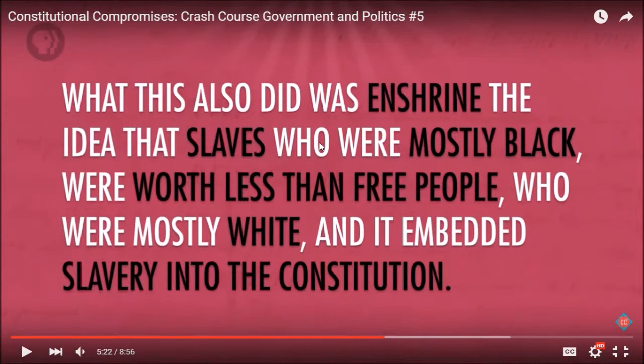Alright, so I've already gone over the majority of what he just said, but now he's going to start talking about the challenges that appeared when they tried to pass this Constitution.